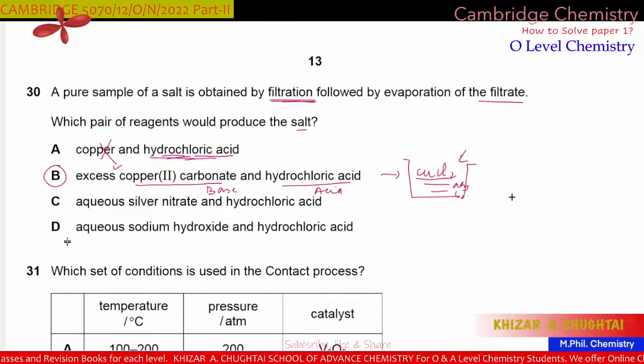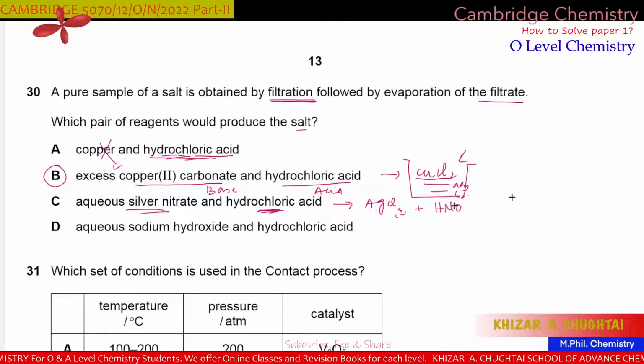However, let me check C and D. Aqueous silver nitrate and hydrochloric acid. Silver nitrate and hydrochloric acid form AgCl, which is a solid. And there is no other salt, the other product will be HNO3. So it could not fit the required statement, because this is not a pure sample of salt.